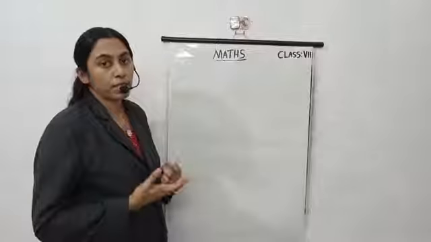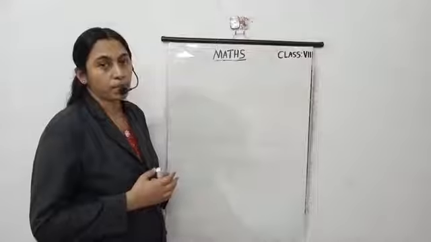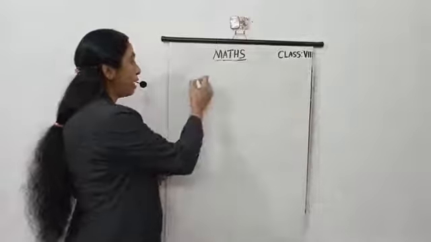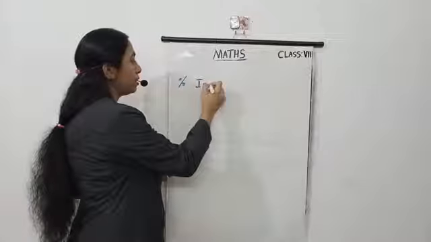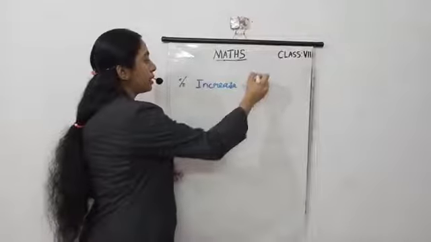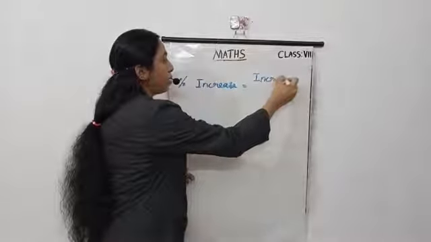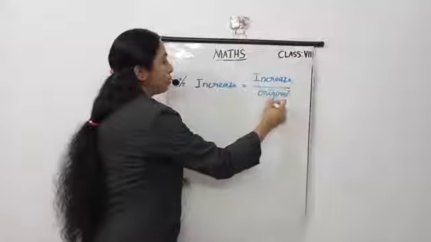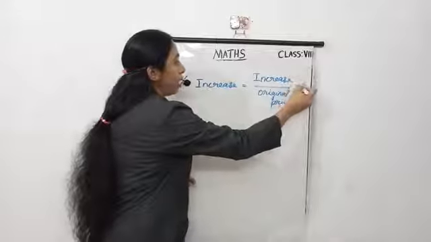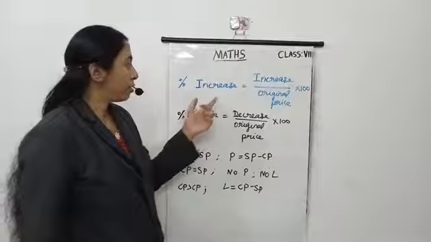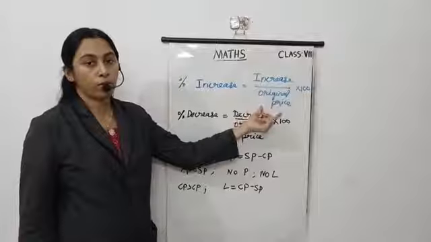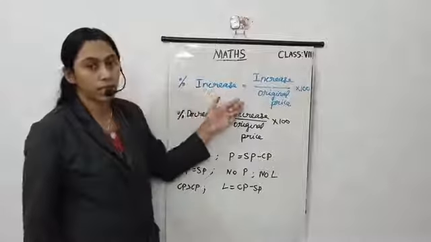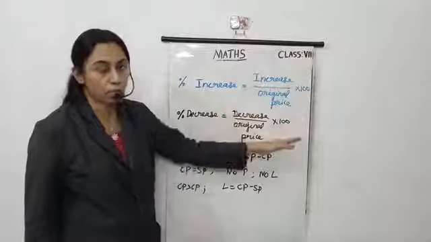Now percentage, increase percentage or decrease percentage. We need to calculate increase percentage or decrease percentage. Then there is a formula for percentage increase. For percentage increase, increase amount by original price into 100, we get increase percentage. Same like decrease percentage: decrease amount by original price into 100.